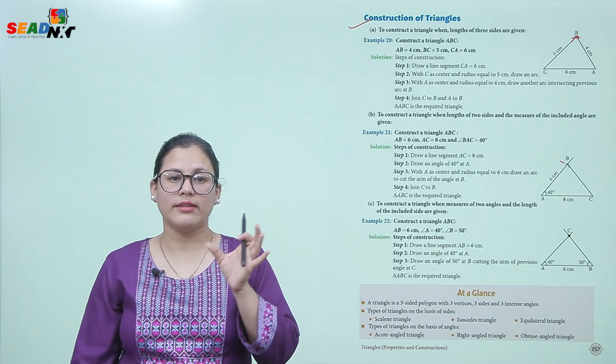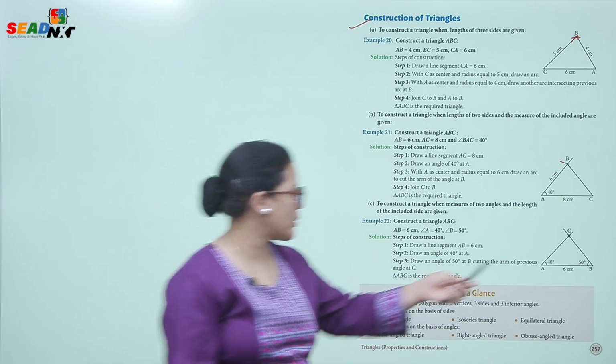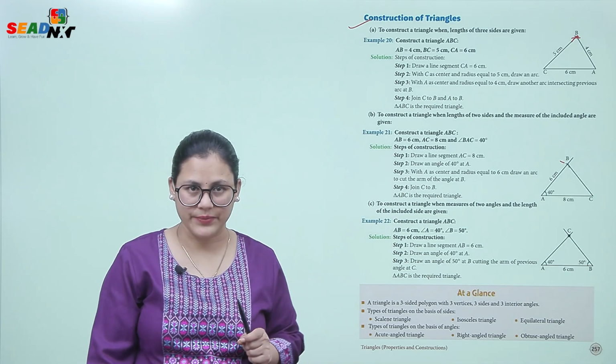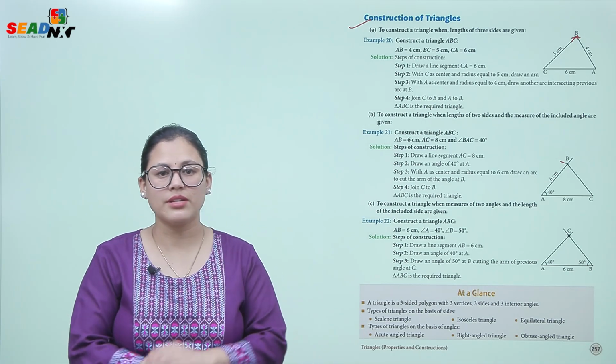And then step 3, draw an angle of 50 degree at B, cutting the arm of the previous angle at C. And then triangle ABC is the required triangle.